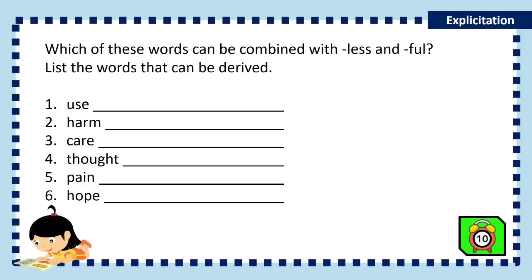For example, number 1, use. You can have useless and useful. Number 2 is harm, 3, care, 4, thought, 5, pain, 6, hope.